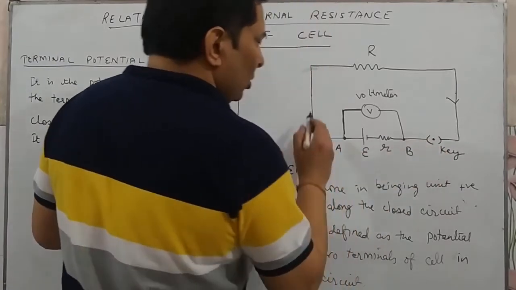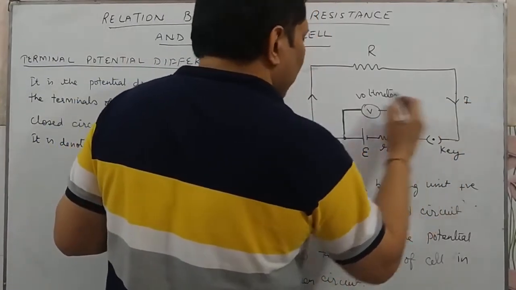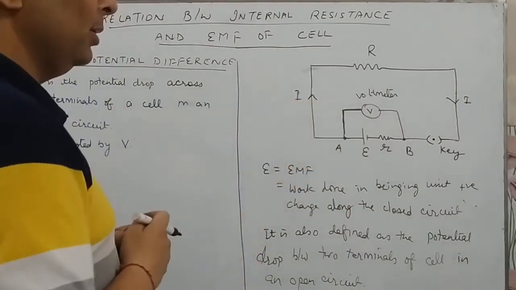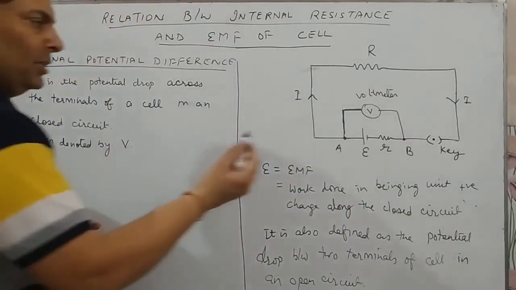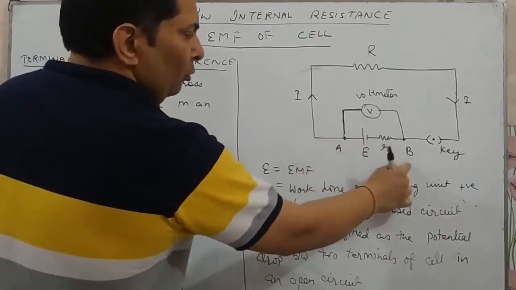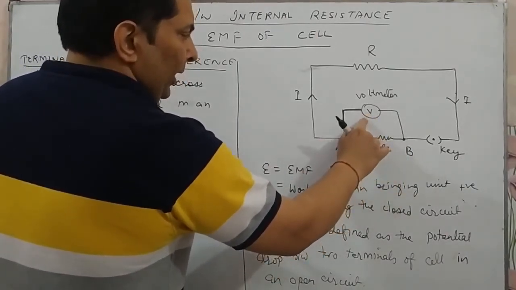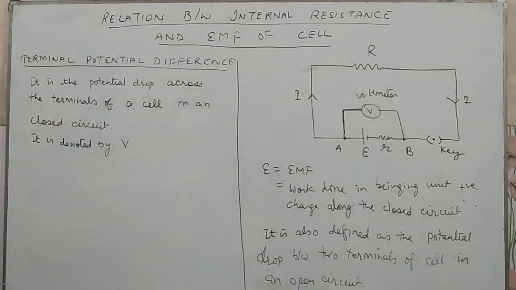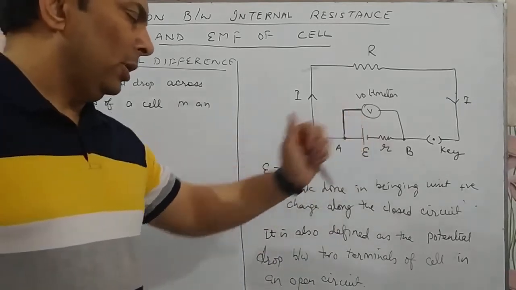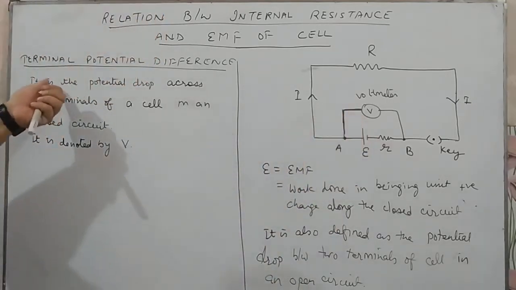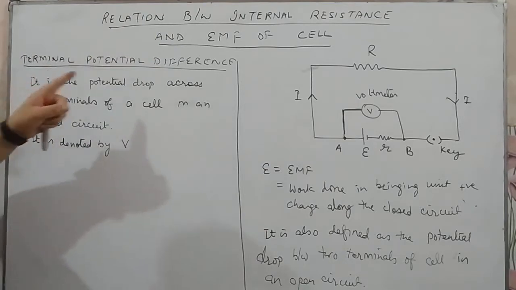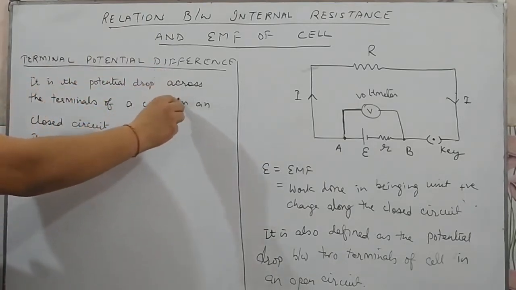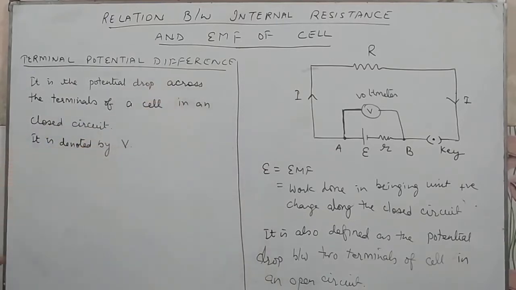Now this key has been switched on, and current I starts flowing. So this is called a closed circuit, when current is being drawn from the cell. In such cases, if we take the reading of the voltmeter between the two terminals A and B in a closed circuit, that is called the terminal potential difference. In open circuit, this reading is called EMF. In closed circuit, this reading is called the terminal potential difference. It is the potential drop across the terminals of a cell in a closed circuit. It is denoted by capital V.